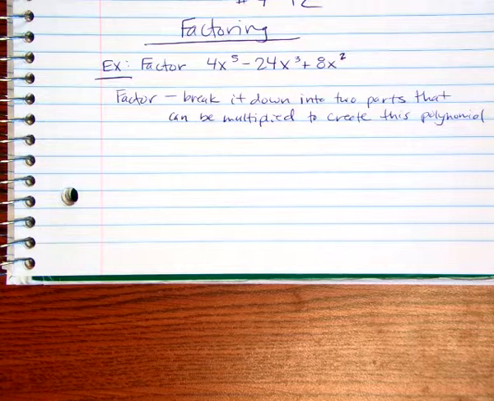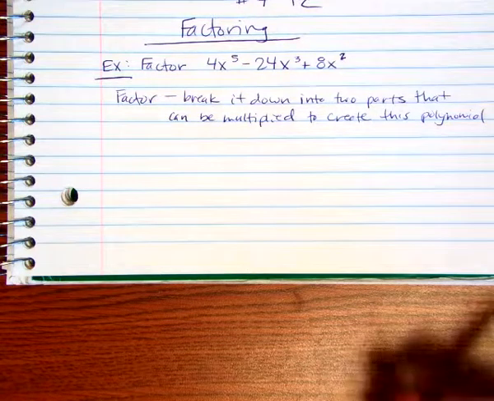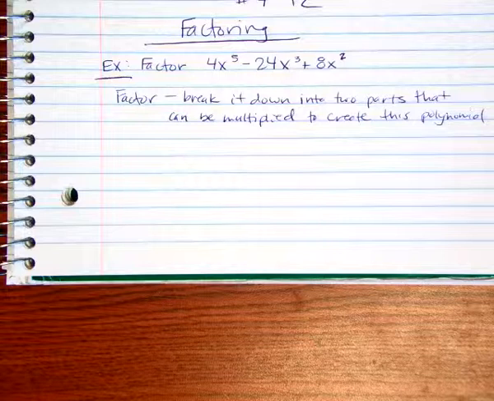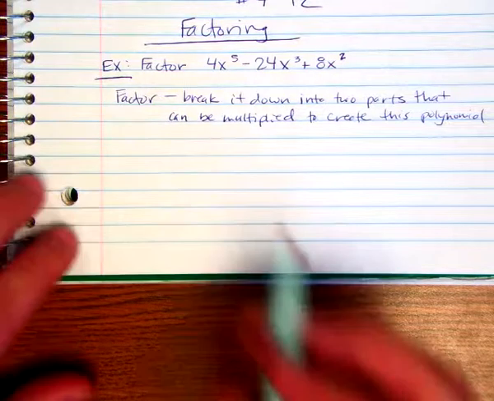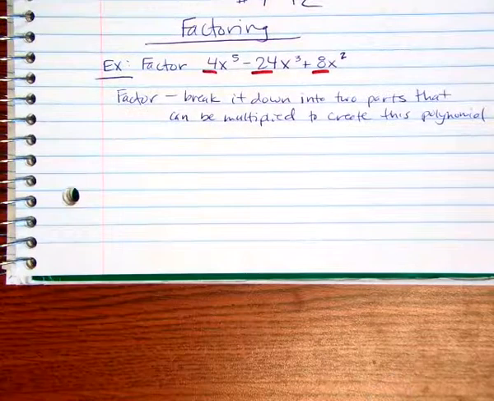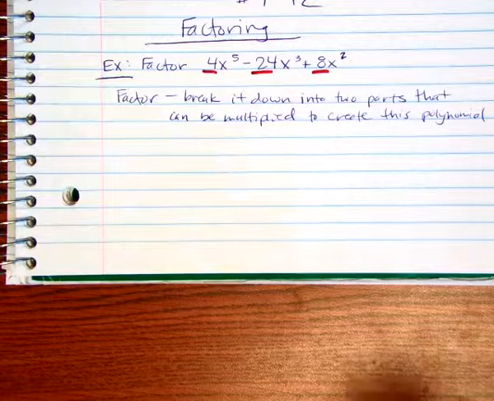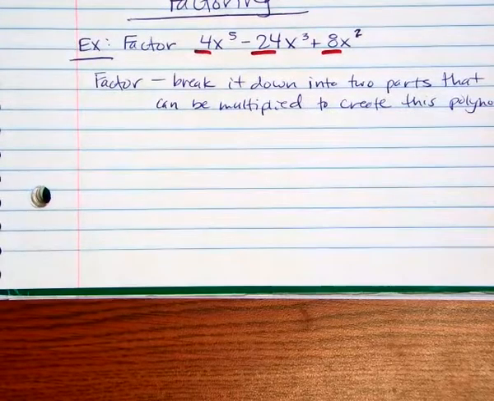So let's take a look. First thing I need to do is focus on the coefficients. When we did our problems a moment ago, we multiplied the coefficients first. So let's start by looking there. I have a 4, I have a 24, and I have an 8. For us to factor something, what we really want to look at is what do they have in common.